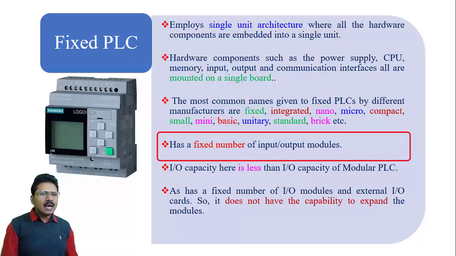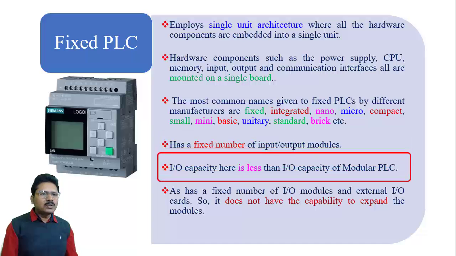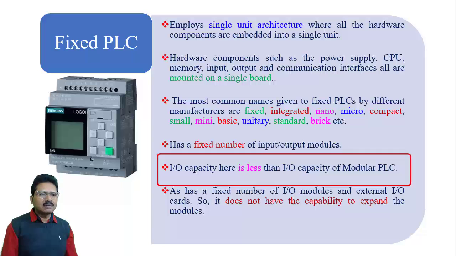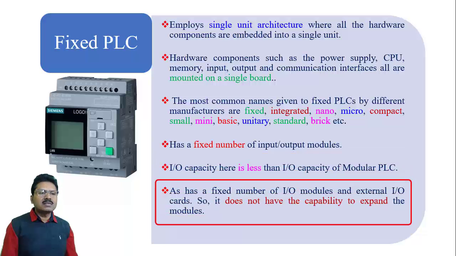The fixed PLC has a fixed number of input and output modules. We can never extend the number of input-output modules. As the input and output modules are fixed, the I/O capacity here is less than the I/O capacity of a modular PLC, because in the case of modular PLC, we can extend the number of modules. A fixed PLC has a fixed number of I/O modules and external I/O cards, so it does not have the capability to expand the modules.